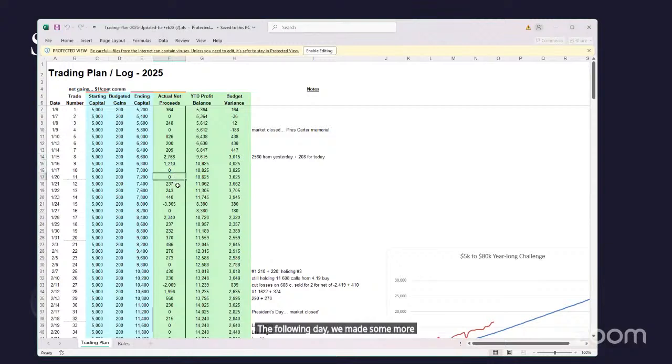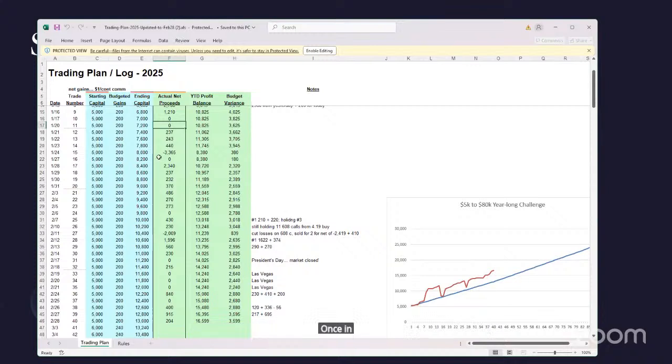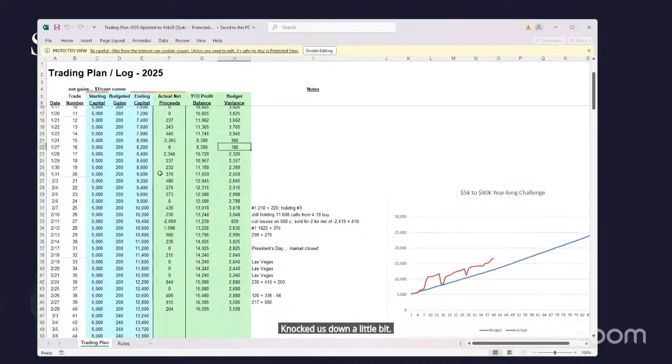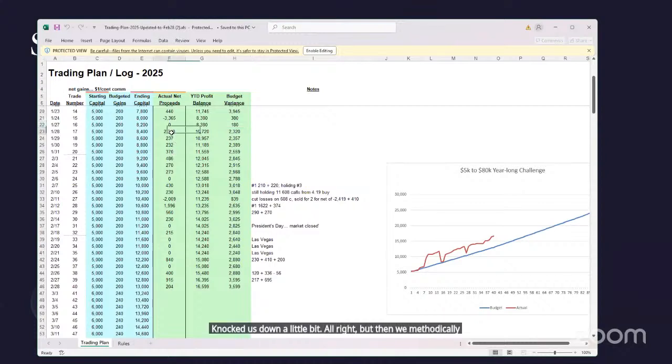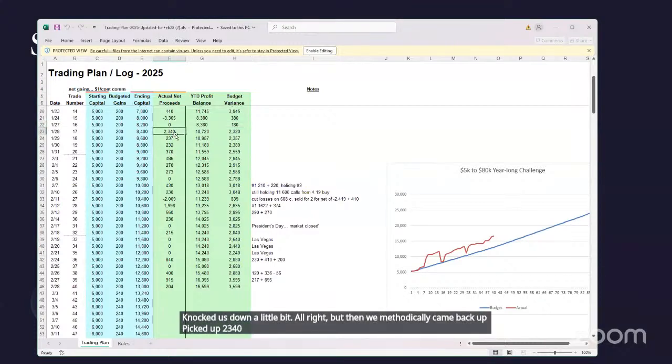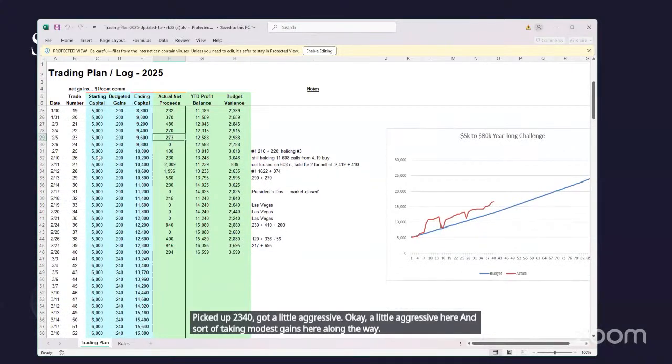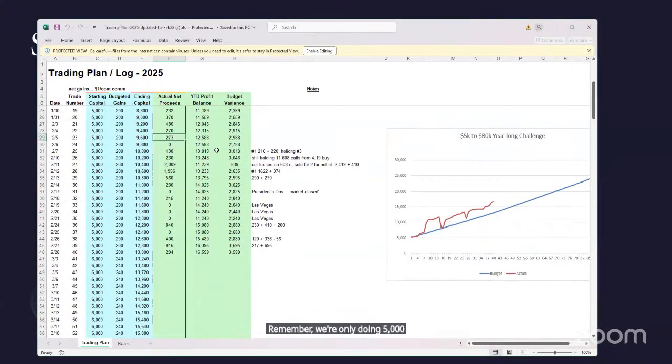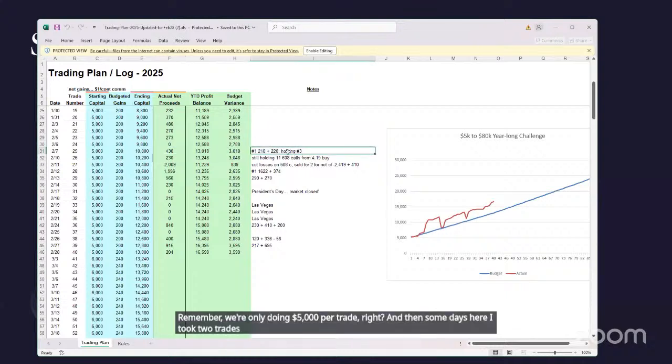Then I didn't trade for a while. Once in a while, you have a loss. We had a loss here on January 24th, a $33.65 loss, which knocked us down a little bit. But then we methodically came back up, picked up 23.40, got a little aggressive, and took modest gains along the way. Remember, we're only doing $5,000 per trade. Then some days I took two trades, and actually a third as well. And I misspelled holding.